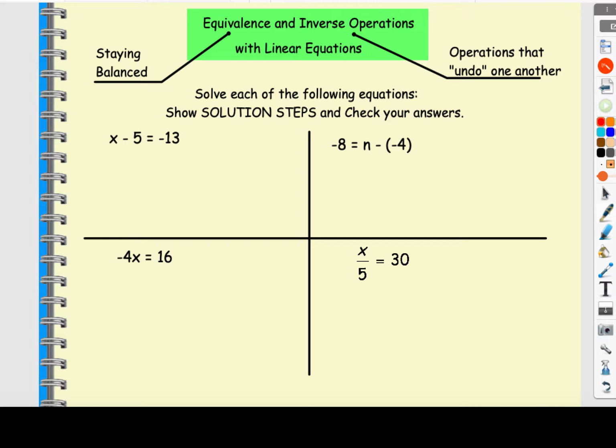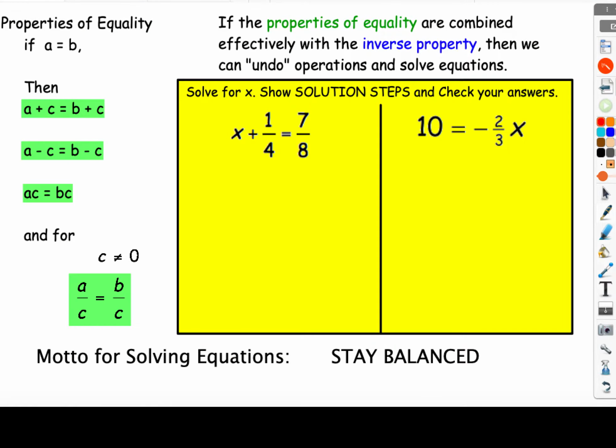Equations basically come down to two major ideas. Number one, we want to talk about equivalence, staying balanced, as I like to say. Anything we do to one side of an equation, we have to keep the same way on the other side. We call these the properties of equality. We'll get back to those on the next page of notes. The properties of equality basically say if we add, subtract, multiply, or divide on one side, then we have to do the exact same operation on the other.